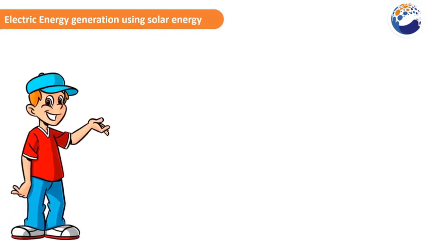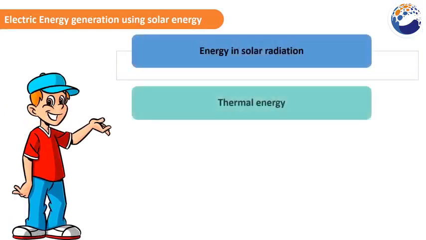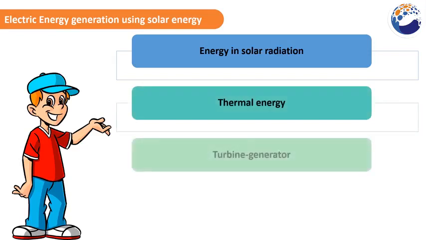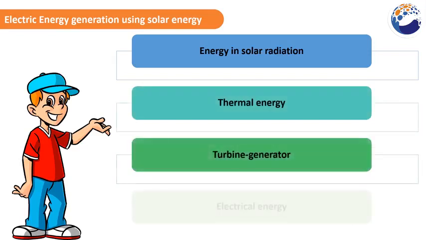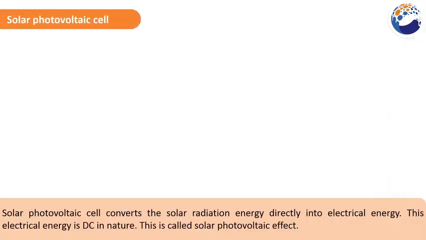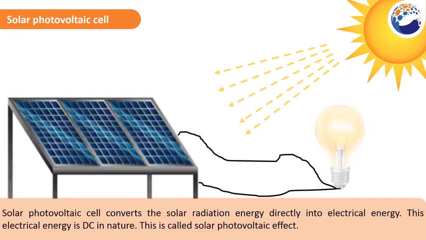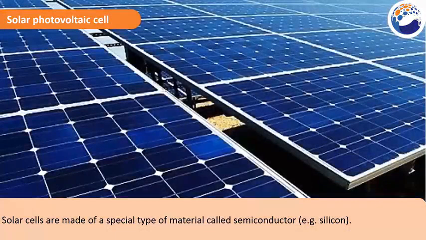Number 2. In the second method, the energy in solar radiation is converted into thermal energy first. Then, a turbine generator system is driven using that thermal energy to generate electricity. Solar photovoltaic cell. A solar photovoltaic cell converts the solar radiation energy directly into electrical energy. This electrical energy is DC in nature. This is called the solar photovoltaic effect. Solar cells are made of a special type of material called semiconductor.